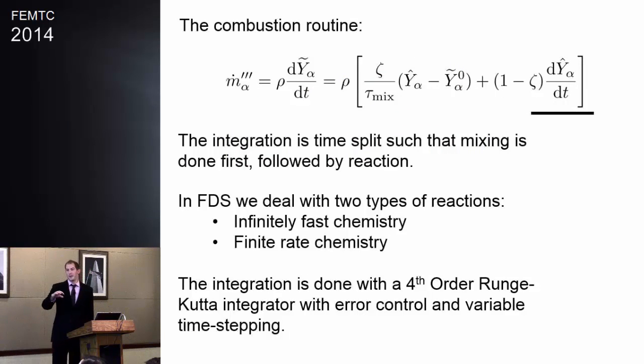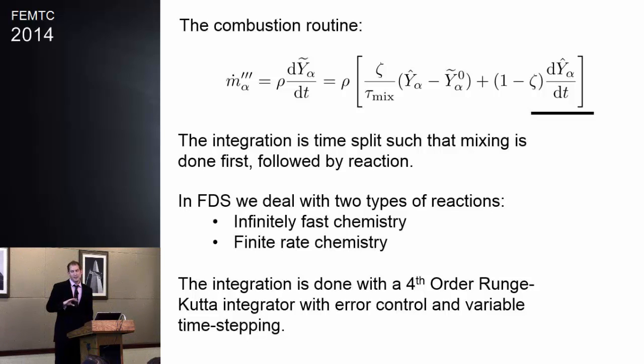And so now once we've mixed and we've got something in the mixed state, the big thing is we have to solve that ordinary differential equation with the underline there, dy hat alpha dt. I realize that there's a lot of superscripts and subscripts and tildes and carets, and it's very difficult to go through all of that nomenclature in a 20-minute talk, so I highly encourage you to read the technical reference guide. But essentially that dy alpha dt is our rate. It's the change of species alpha with respect to time. And we do this two different ways: infinitely fast chemistry or finite rate chemistry.